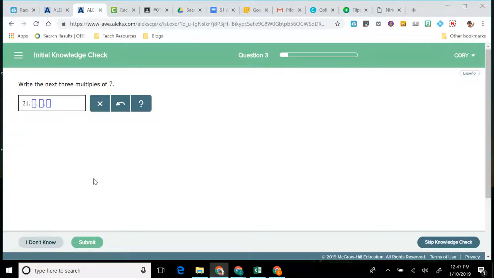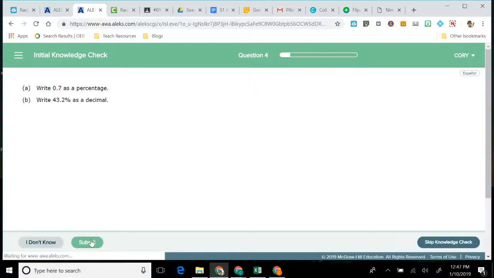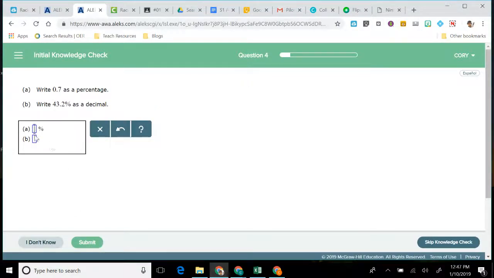Yep. Next three multiples of 7 will be 28, 35, 42. 0.7 would be 70%.